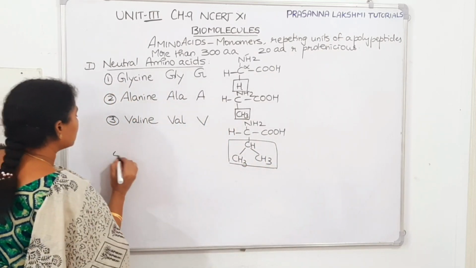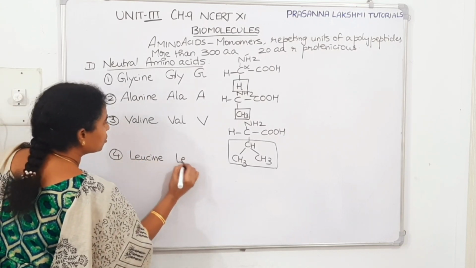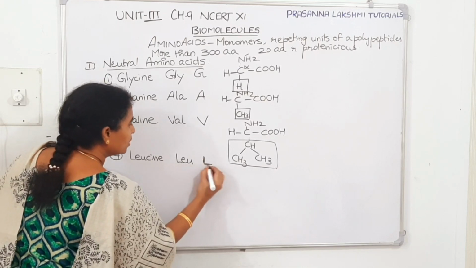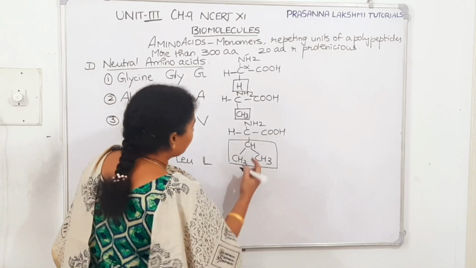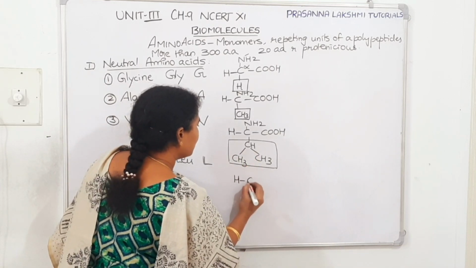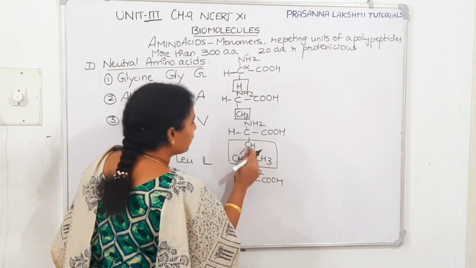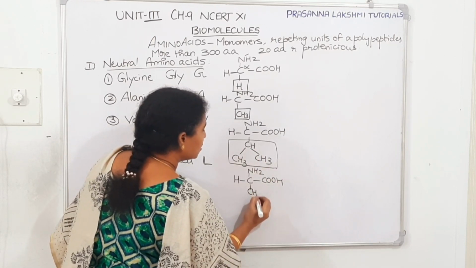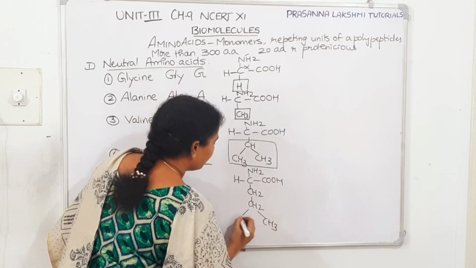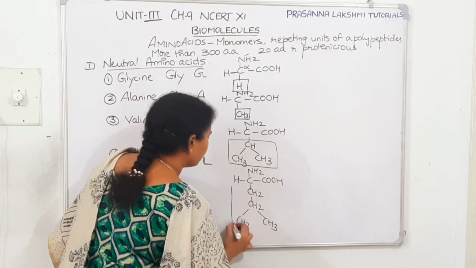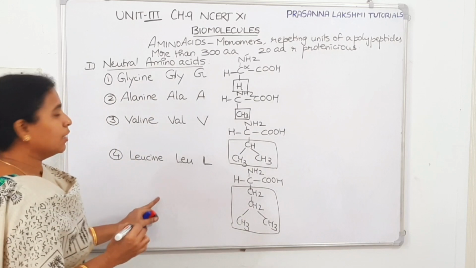Now let's go to the fourth amino acid, which is leucine. The 3-letter representation is LEU, single letter representation L. Now in leucine, there will be 4 carbons. Take the hydrogen, keep the alpha carbon, take the amino group with the carboxylic group, and instead of 1, 2, 3, just write CH2, CH2, then CH3, CH3. If the R group contains 4 carbons in this arrangement, then that amino acid is called leucine.